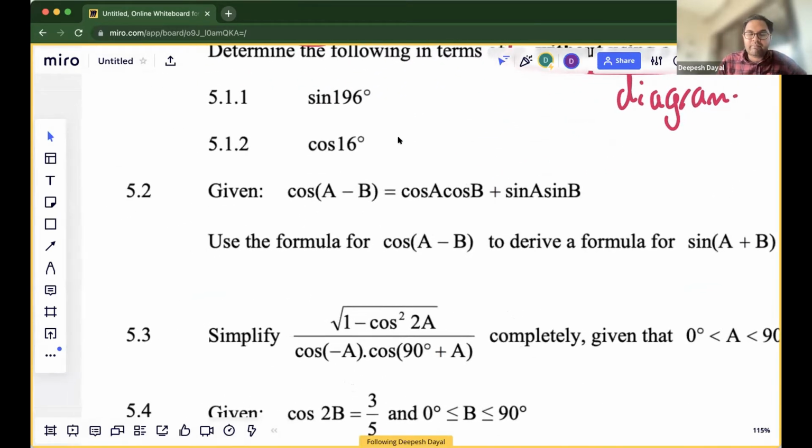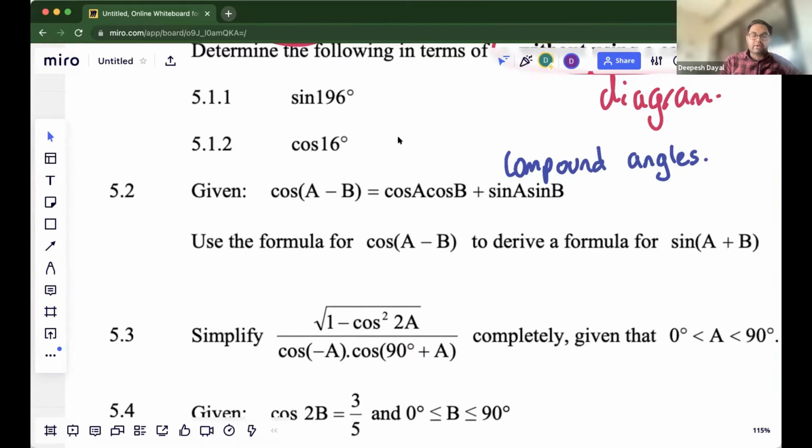Now I'm going to take us to the next one, which says, you are given that cos(A minus B) equals cos A cos B plus sine A sine B. Now remember, this one is a compound angle formula, so it belongs to the compound angles. Use the formula for cos(A minus B) to derive the formula for sine(A plus B). I'm going to give you a moment to try this one, and then we're going to compare.